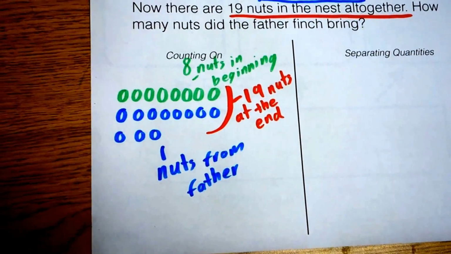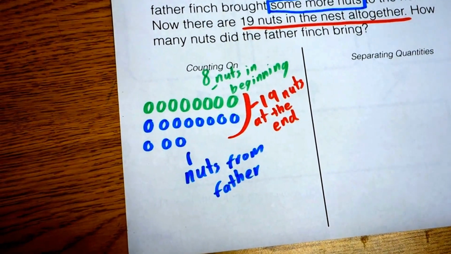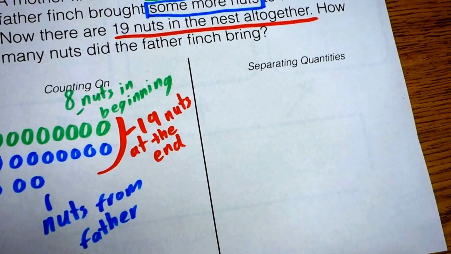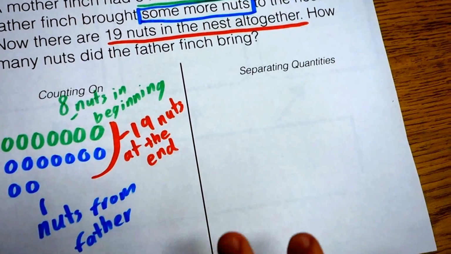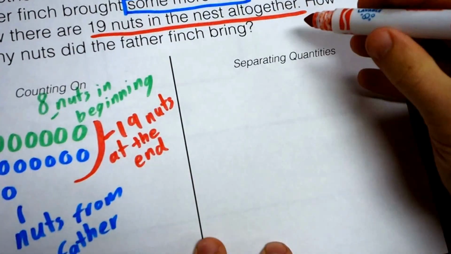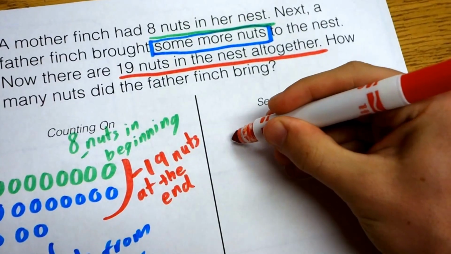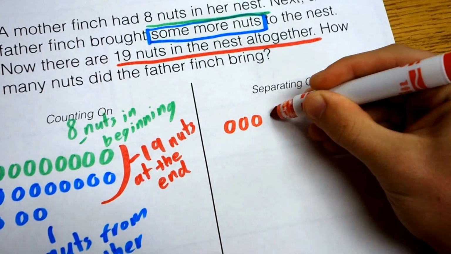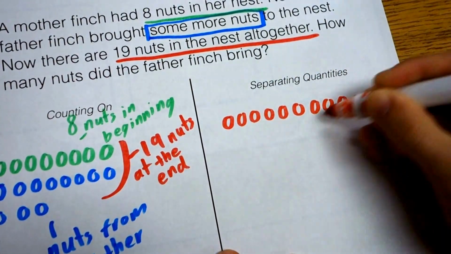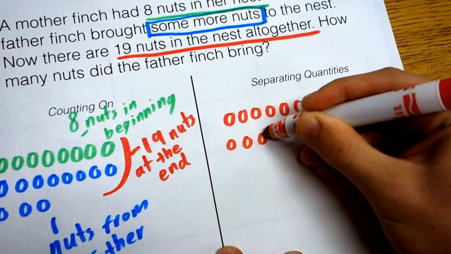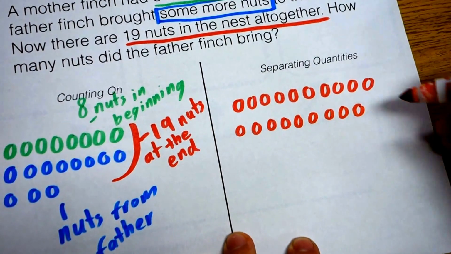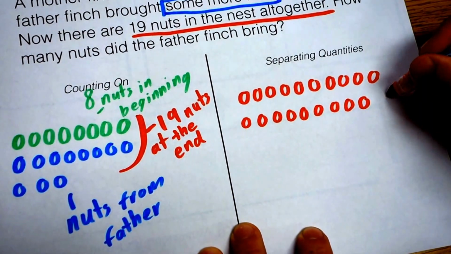Now, the other way that we can solve this problem is by separating the quantities. If we know that there are 19 in the nest altogether, we can start by drawing those 19 and then separating them into the ones that were there at the beginning and the ones that the father brought. So for this strategy, I'll start by drawing the 19. 1, 2, 3, 4, 5, 6, 7, 8, 9, 10, 11, 12, 13, 14, 15, 16, 17, 18, 19. Now, these are our nuts at the end.